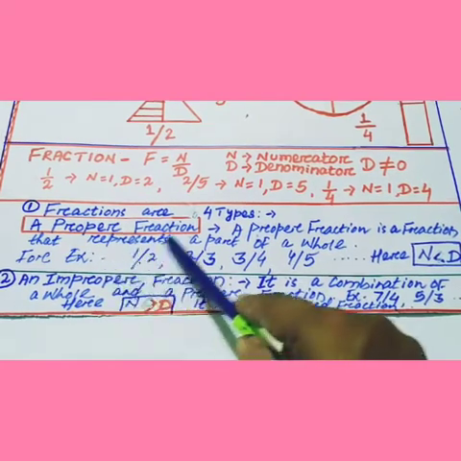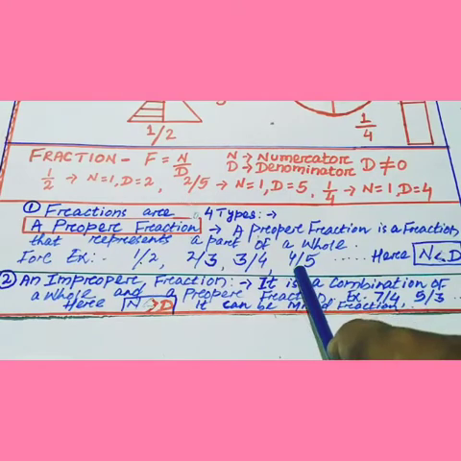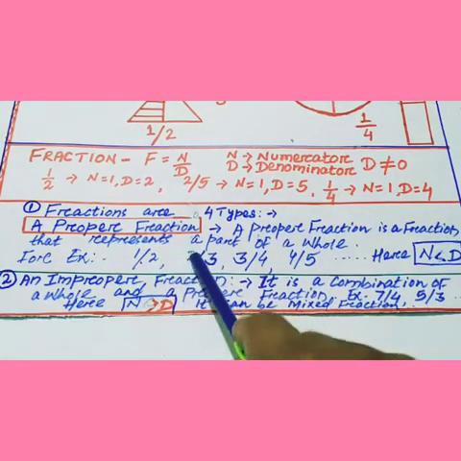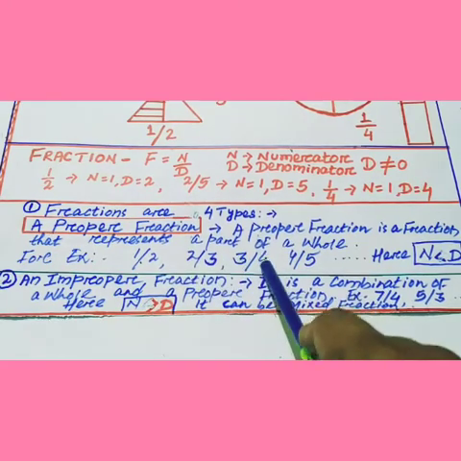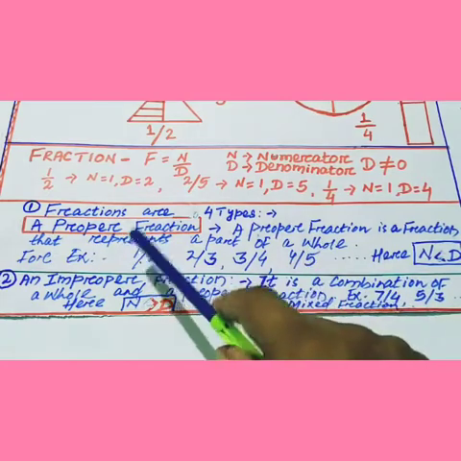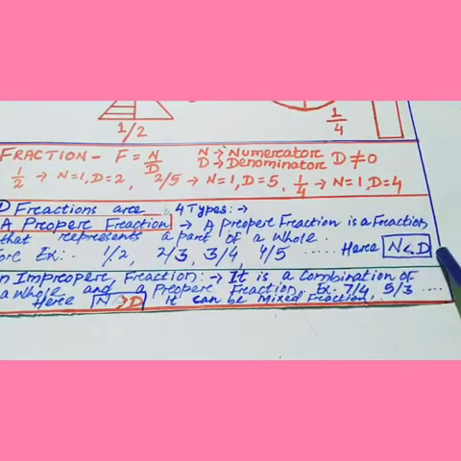So from these examples, it can be concluded that the numerator is less than the denominator. So in the case of a proper fraction, the numerator is always less than the denominator.